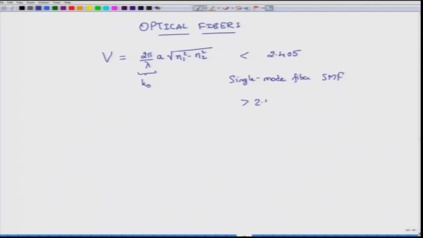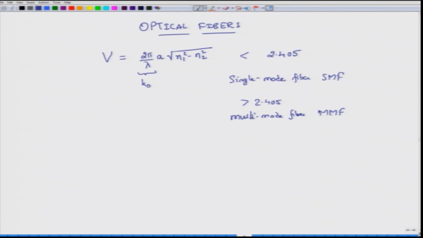communication purposes. Now, when this V number exceeds 2.405, which can happen in what are called multi-moded fibers or simply multi-mode fibers. This is shortened or abbreviated as MMF. M stands for multi, the next M stands for mode, and F stands for fiber.